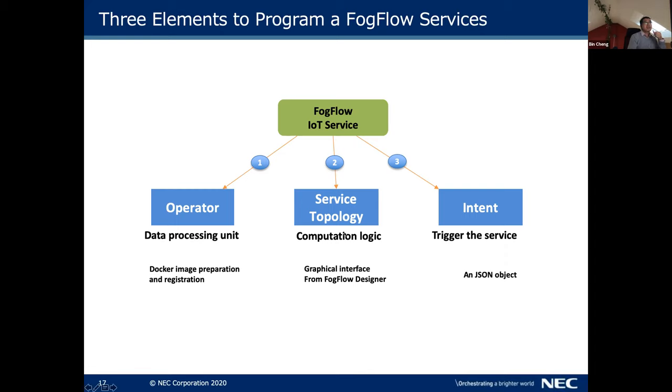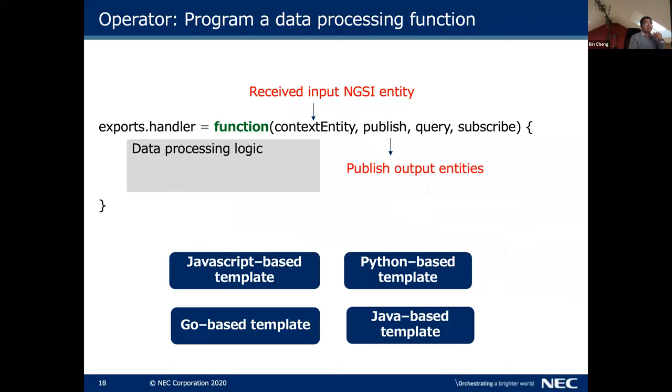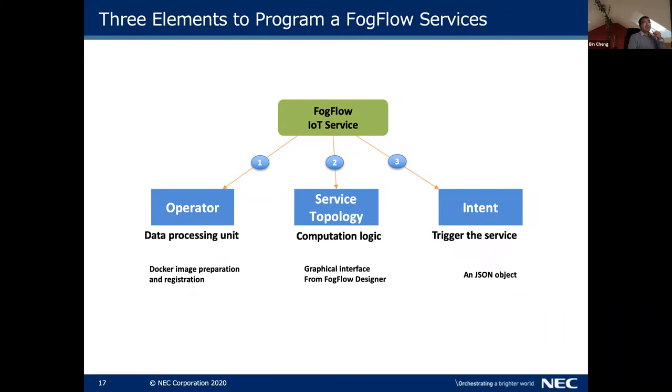The second step is for the application developer to use the graphic interface to construct this graph by linking multiple tasks together. Then this design phase is finished, and we come to the operating phase. Whenever we define an intent and issue that intent to the Fork Flow system, it triggers the system to deploy a service for what you have already asked in this intent object. So these are the main three steps.